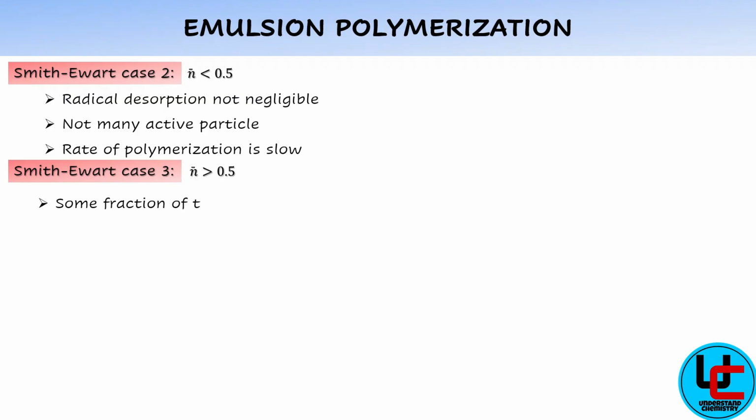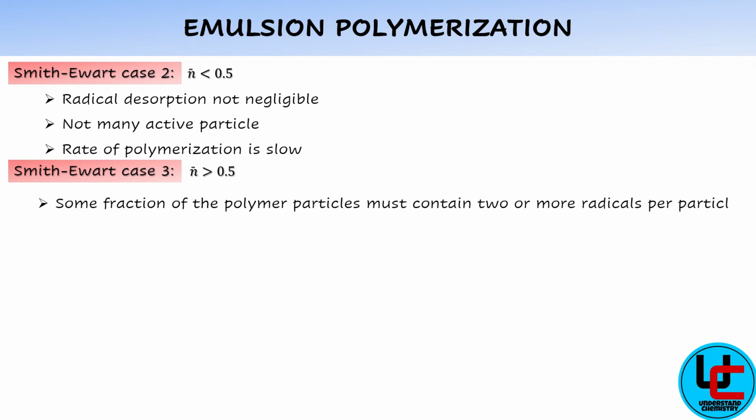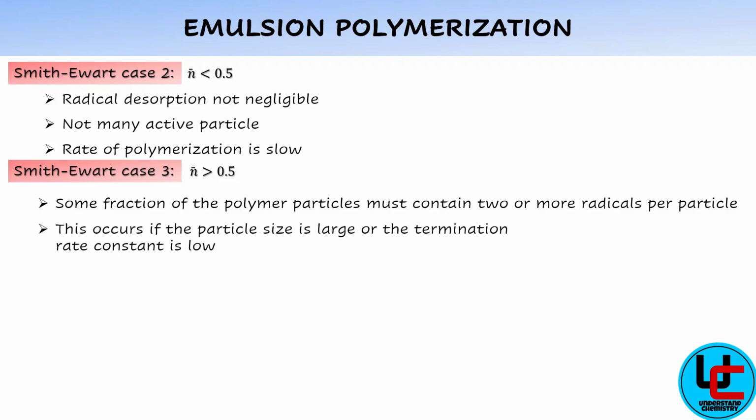Conversely, in Smith-Ewart case 3, N bar is greater than 0.5. This happens when particle sizes are large or the termination rate constant is low, causing chain termination to fall behind propagation. Consequently, some fraction of polymer particles must contain 2 or more radicals, often leading to a higher probability of bimolecular termination. The system shows a constraint on growth, with slow termination leading to higher molar mass and broader distribution. In practice, Smith-Ewart case 1 is the most common scenario in emulsion polymerization.